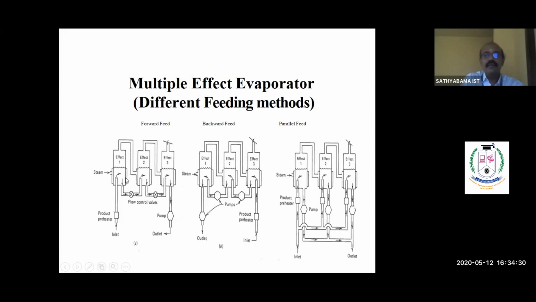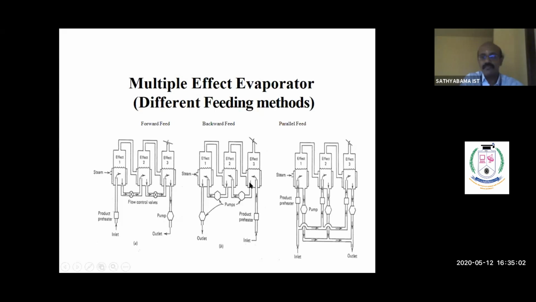And since the liquor is transferred from one effect to another effect at a decreasing pressure, it does not require the installation of a pump here. Whereas in case of backward feeding, as I already told you, the pressure will be high in the first effect, then lower in decreasing order. So in backward feed, the feed is entering at very low pressure in the last effect.